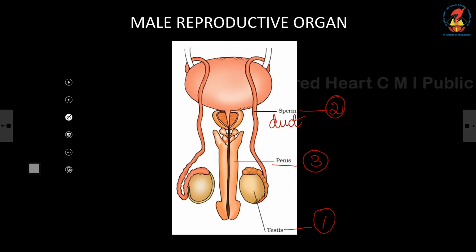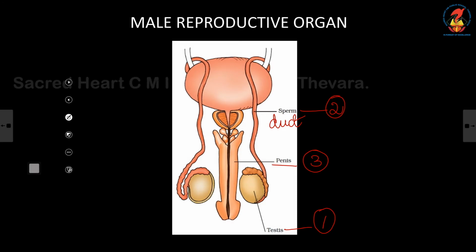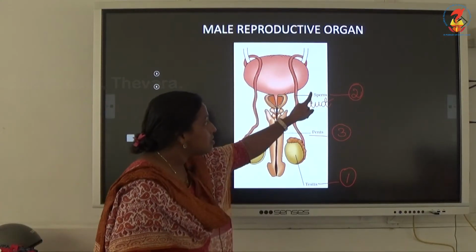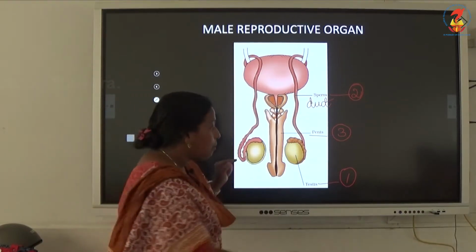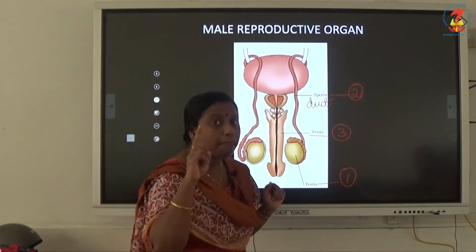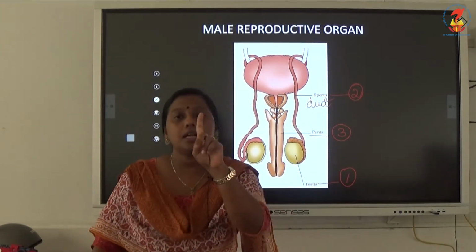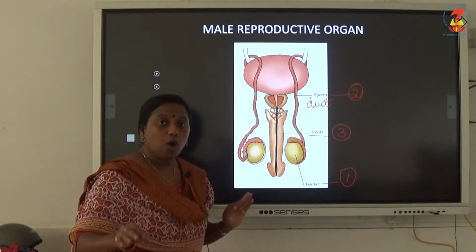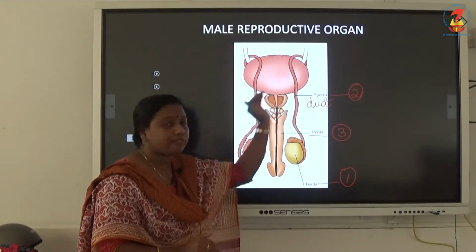Clear? So, once more, the male reproductive system starts with a pair of testes. A pair of sperm ducts will start from the testes. The sperm duct will come and join into the penis. So, testis, sperm duct and penis. Both testis and sperm duct are in pairs, penis a single one. Clear? Now we will see what are the functions of each of these parts.